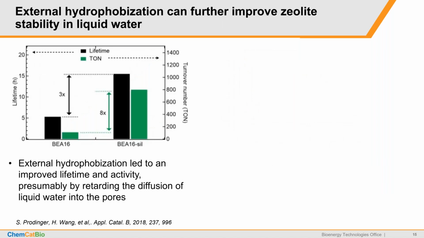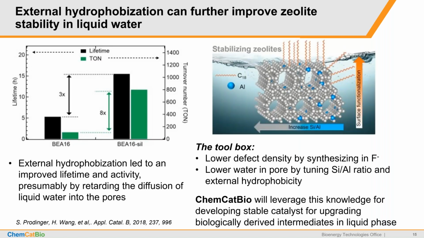Another approach is external hydrophobization. In this figure, we show that by doing external hydrophobization of the zeolite, we can have a much improved lifetime and activity. We believe this is because of the limitation of diffusion of liquid water into the pore, which further decreases the concentration of water inside the zeolite and further enhances its stability. So with this research, we hope that we now have a toolbox for zeolite stability enhancement in hot liquid water.